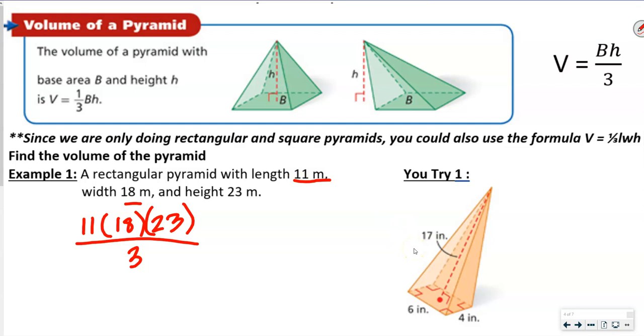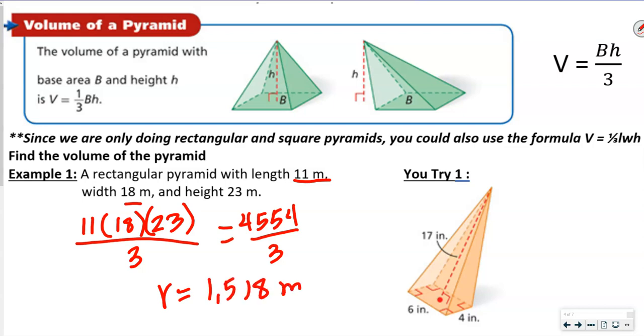So trying to find my work here, y'all. So I got 4,554. And then I'm going to divide that by 3. So when I did that, I got that my volume was equal to 1,518. And again, this is meters cubed because it's volume, okay? So go ahead and do this you try for me and then come back to me when you're done.